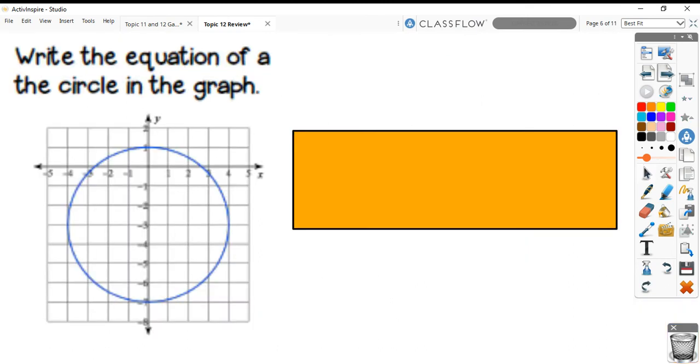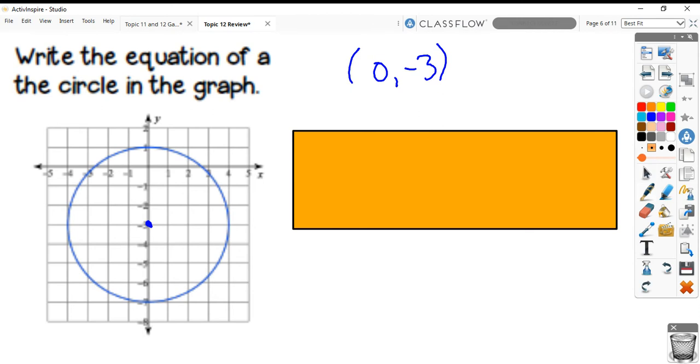Going on now to almost the same question, write the equation of the circle. This time, instead of giving us that information, we have to find it for ourselves. So as we look at this diagram, the center of our circle is going to be right here. The center of our circle, that point is at 0, -3.